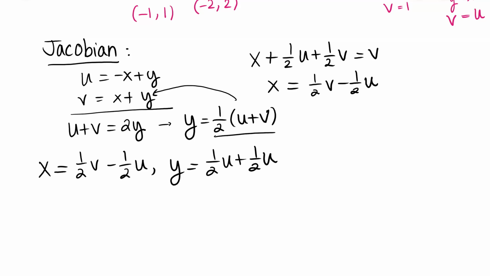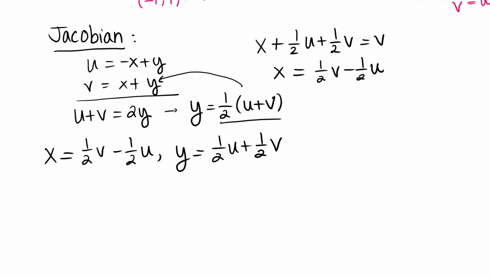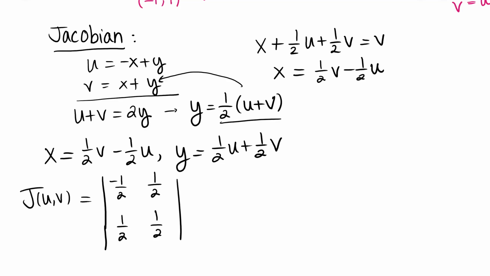They're partial derivatives, and I think that'll be easier just by looking at it. So my Jacobian, right? Partial of x with respect to u is negative 1/2. Partial of x with respect to v is positive 1/2. Partial of y with respect to u is 1/2. Partial of y with respect to v is 1/2. So then I'm going to multiply these. So that's a negative 1/4. Then I'm going to subtract minus 1/4. So it looks like my Jacobian is negative 1/2.